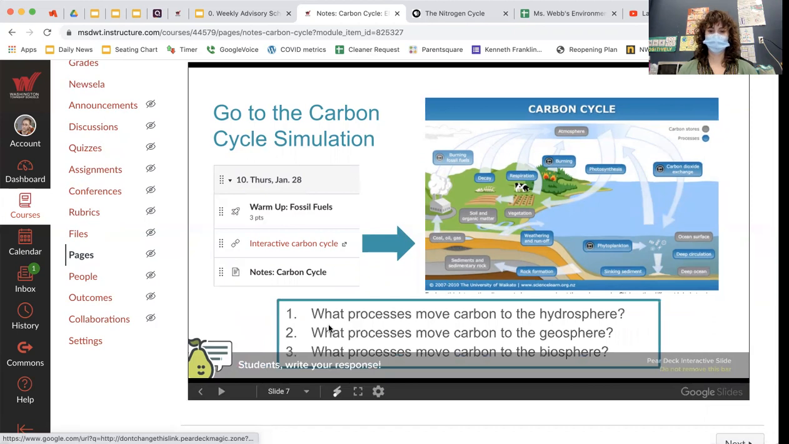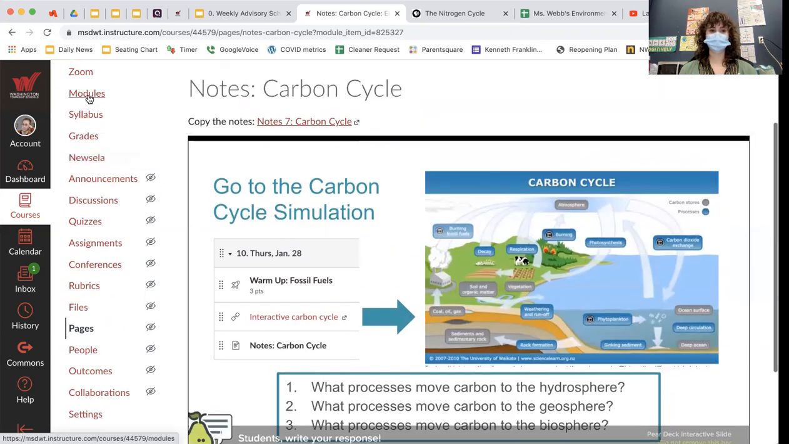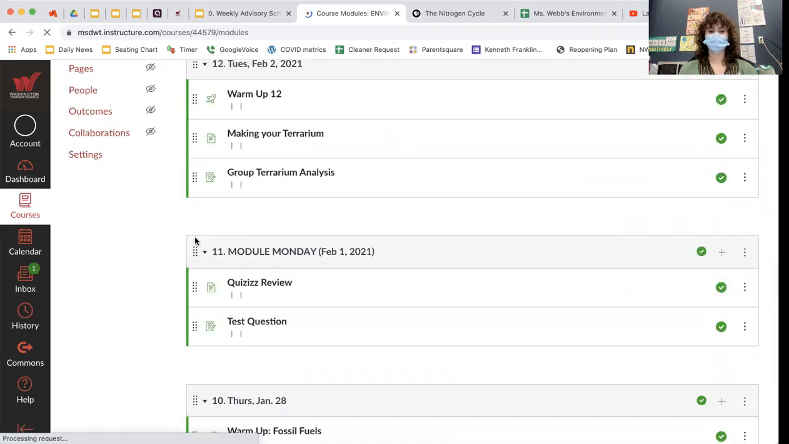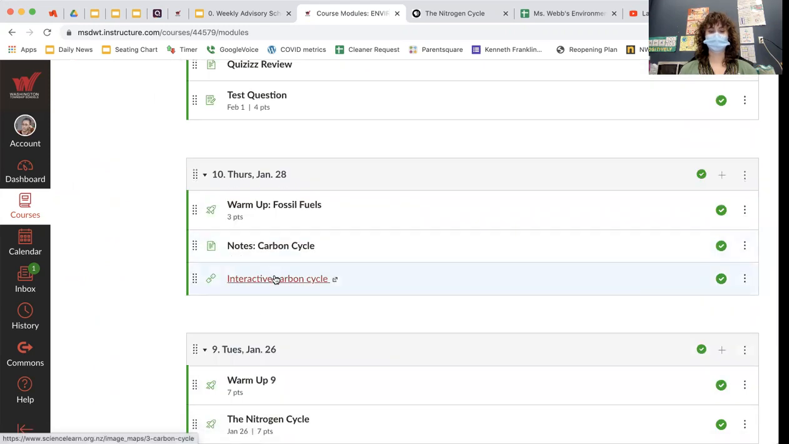Then try to figure out what processes move carbon to the hydrosphere, so which arrows are pointing to what would be considered the hydrosphere. And then what processes move carbon to the geosphere, and what processes move carbon to the biosphere. I want you to think about these because we're going to have test questions similar to these. So that is the end of Module 10.